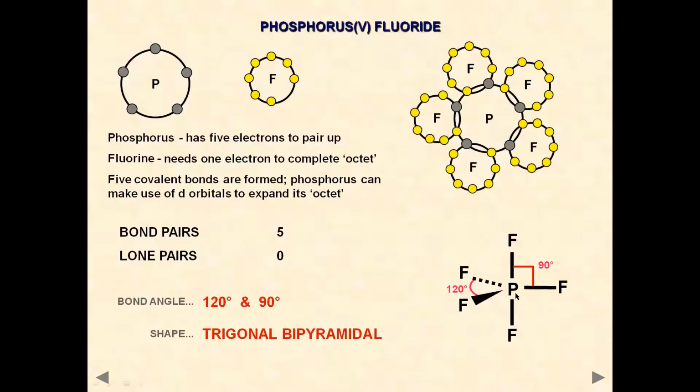the bond angle is going to be 120 degrees. Now this bond is going up and this bond is going down on the planar shape. So this bond is going to be 90 degrees, and the bond here is going to be 90 degrees as well. So for this example, there will be 2 sets of bond angles, 120 degrees and 90 degrees.